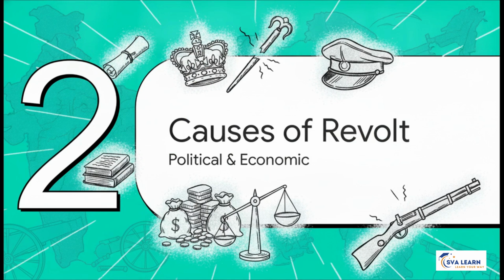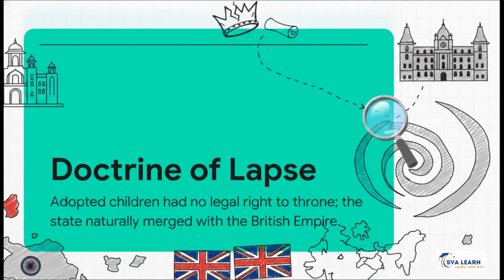Moving on to Section 2, the causes of the revolt. Let's break down the powder keg. Okay. The most critical political cause you must memorize is Lord Dalhousie's Doctrine of Lapse. Basically, the British created this incredibly ruthless loophole. It stated that if an Indian king died without a biological child, his kingdom just didn't go to his adopted son. Instead, it naturally merged right into the British Empire.